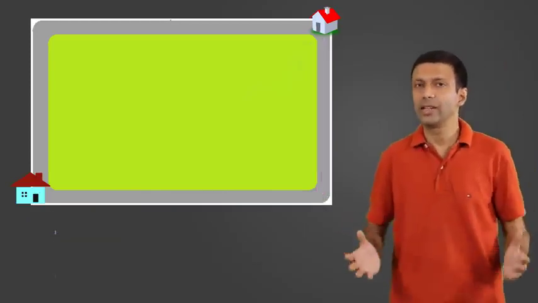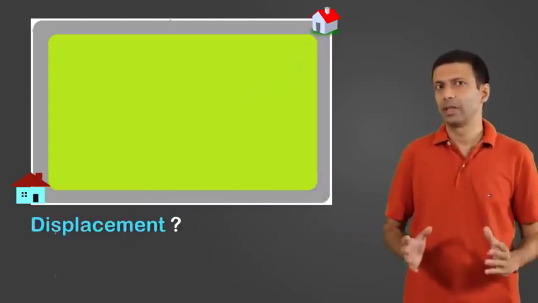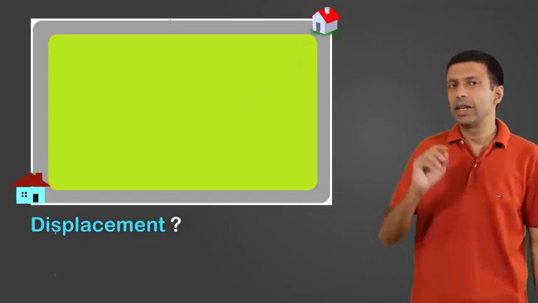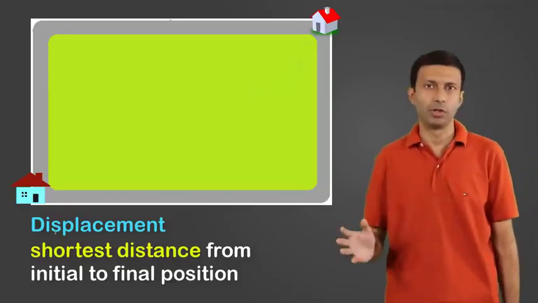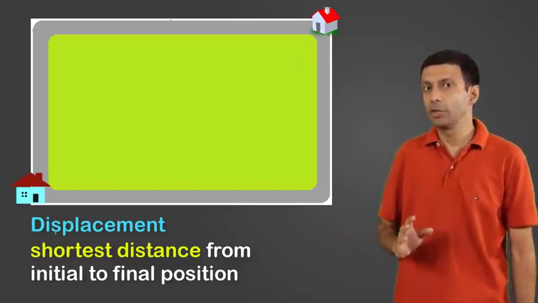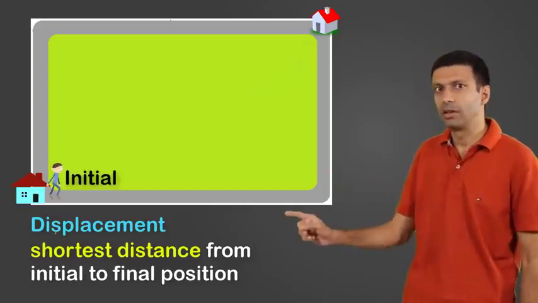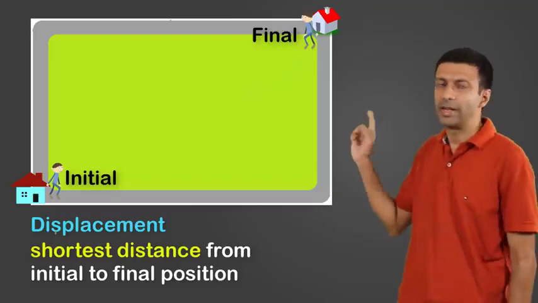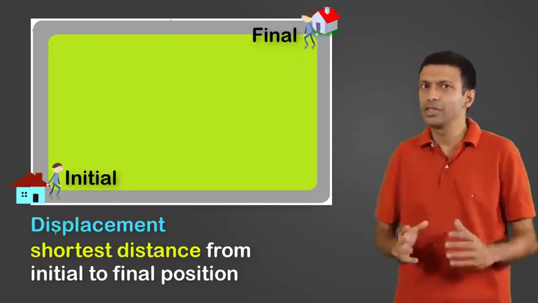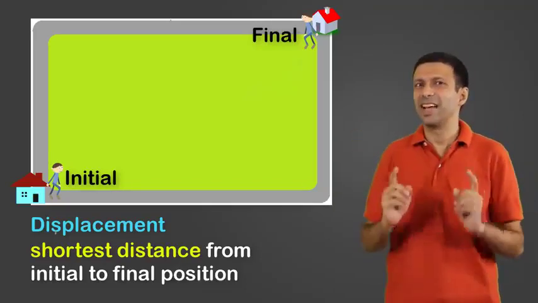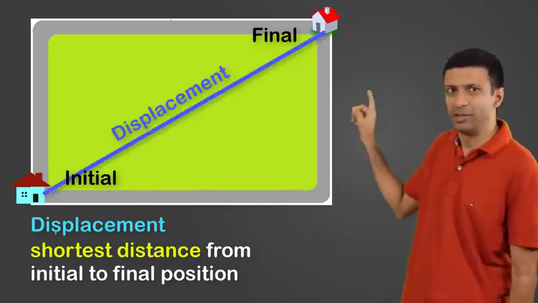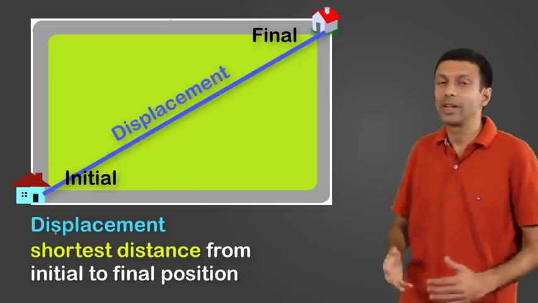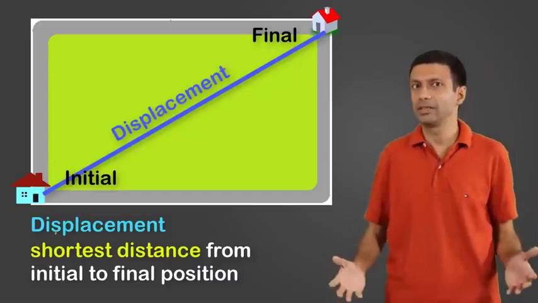Now how do we calculate your displacement? Displacement is defined as the shortest distance from the initial to the final position. Your initial position is your house and the final position is your friend's house. So what is the shortest distance? That's right, it's going to be a straight line from here to here. So how do you calculate that displacement?